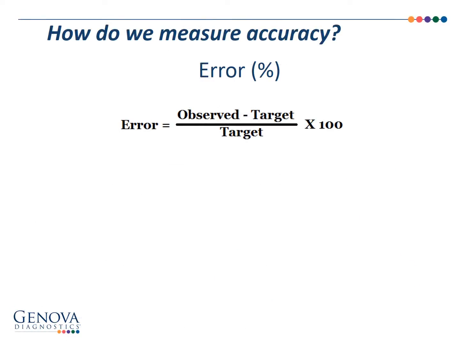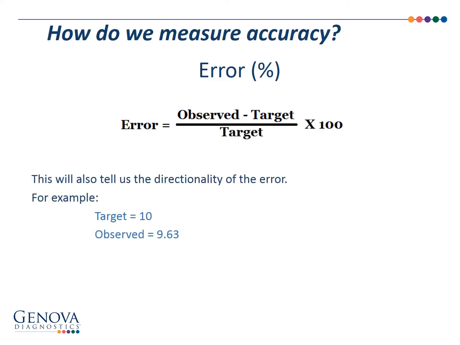So how do we measure accuracy? We look at error. It's calculated by subtracting observed minus target divided by target and multiplying times 100 to turn it into a percentage. The nice thing about this calculation is it also tells us the directionality of the error. For example, if our target was 10 and we actually observed 9.63, this tells us that our observed value that we measured on our instrument was actually lower than the target value. So that gives us a negative 3.7% error.